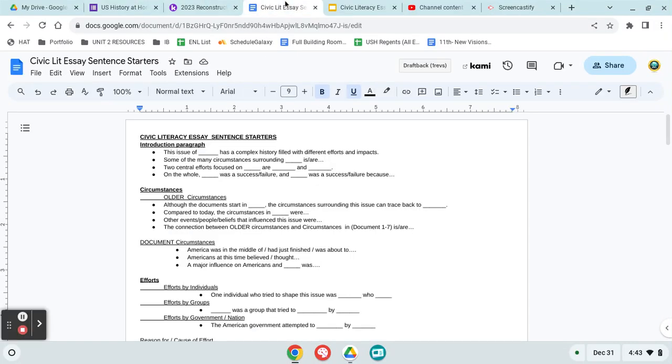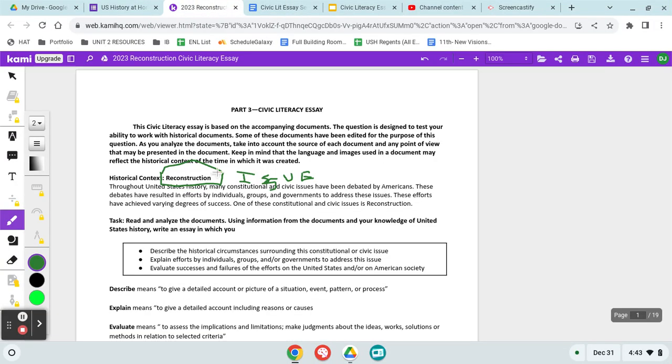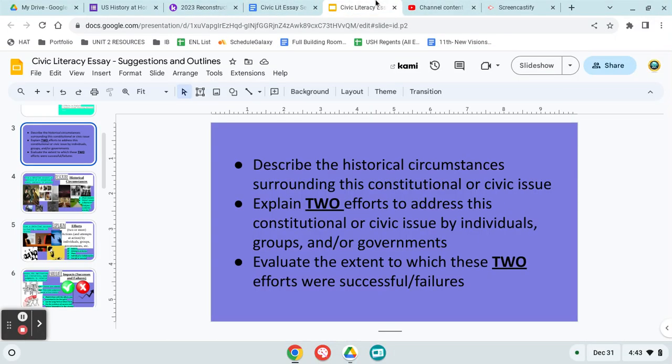You notice that the Regents has changed its language in the years past. And what you'll see on your actual essay is discuss the impact. But for our purposes at Harrison High School and trying to get people ready for the Regents and beyond the Regents, we have this as evaluate the impact or evaluate the successes and failures of the efforts. So these are the 3 bullet points.